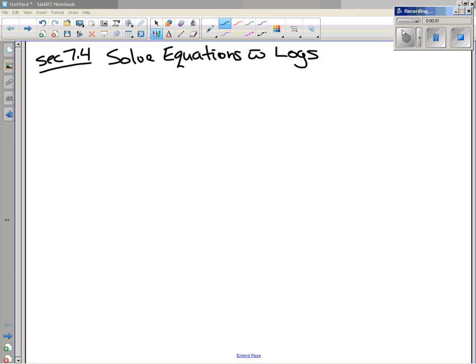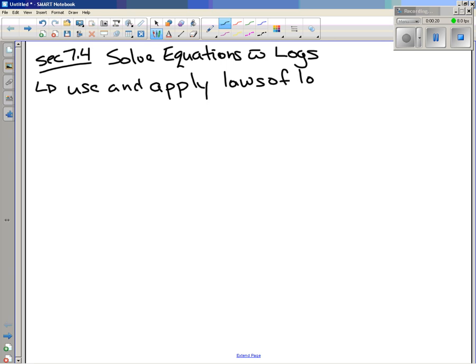If we look at 7.4 from our textbook, we're going to solve equations using logs. A lot of the questions that we're going to solve today, we're going to use and apply our laws for logarithms.